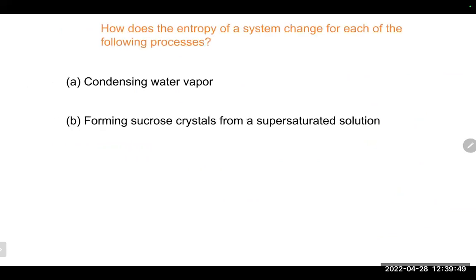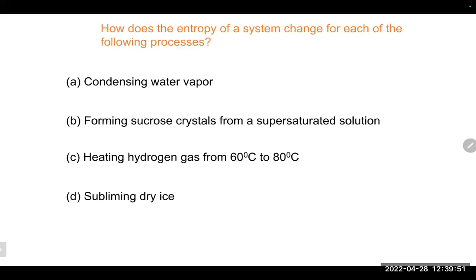For each of these processes, take a minute or so and decide: is the entropy of the system changing? Or how does the entropy of the system change? Is it sort of increasing, decreasing? Would you expect a positive or negative delta S for each of these situations? So take a couple minutes to see what you come up with.